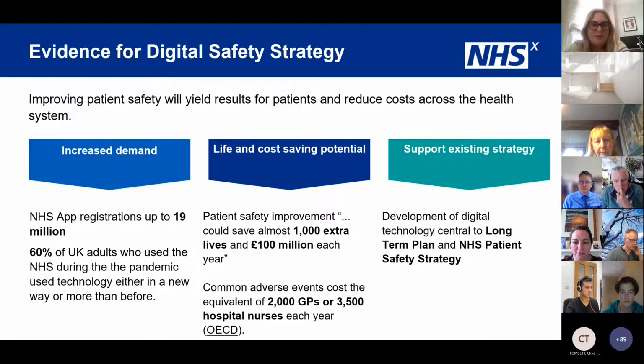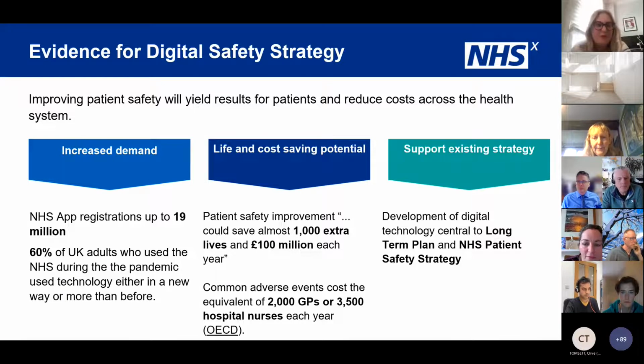I think this is now slightly out of date as of yesterday, but we've now got over 20 million NHS app registrations, up from 2 million earlier this year, largely down to certification. That's now a huge captive audience through the NHS app, which can be a really powerful tool.